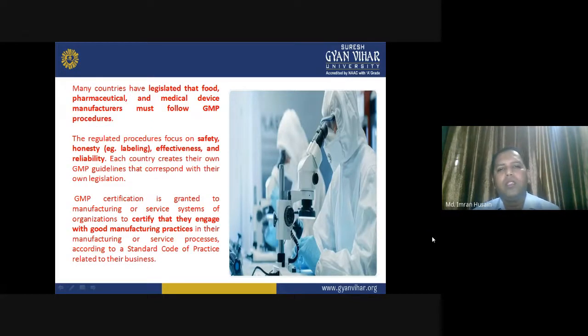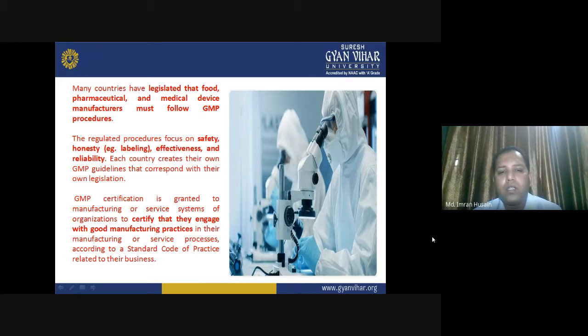Many industries have legislated that food, pharmaceutical, and medical device manufacturers must follow GMP procedures. It is very important that every industry that is working should follow GMP. The regulated procedures focus on safety, honesty, for example labeling, effectiveness, and reliability. Each country creates their own GMP guidelines that correspond with their own legislation.